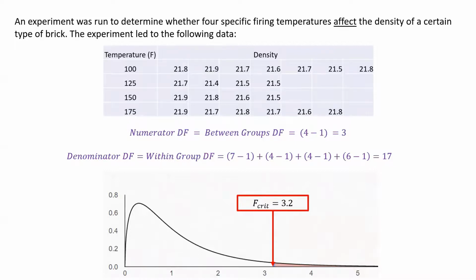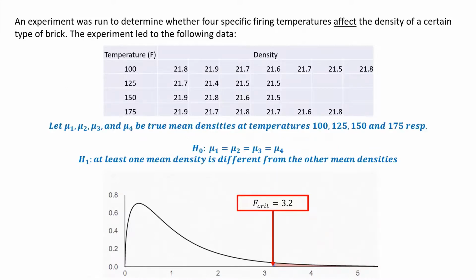All right, why do we need an F test statistic? We need to test these hypotheses. We will let mu1, mu2, mu3, and mu4 be the true mean densities at firing temperatures 100, 125, 150, and 175 respectively. Then the null hypothesis H0 is all means are equal. The alternative hypothesis H1 is at least one mean is different. All right, all we need now is the F test statistic, which will be later compared against the F critical value.